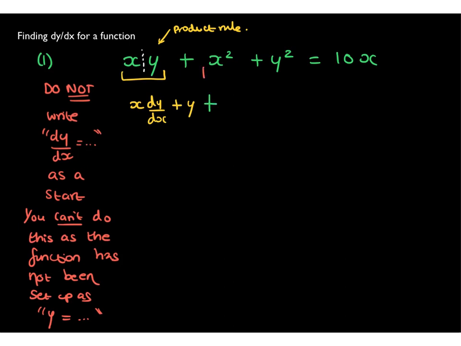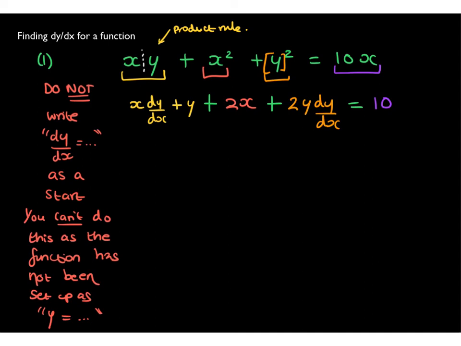Now the next one's easy. Remember, we're differentiating with respect to x, so x squared just differentiates to 2x. Now the next one, y squared. We need to differentiate that implicitly. So thinking about it again as a sort of a composite, y to the power of 2, we want 2y and then dy by dx. And then on the right hand side, this is an easy derivative again. It's in terms of x, we're differentiating with respect to x, we get 10.